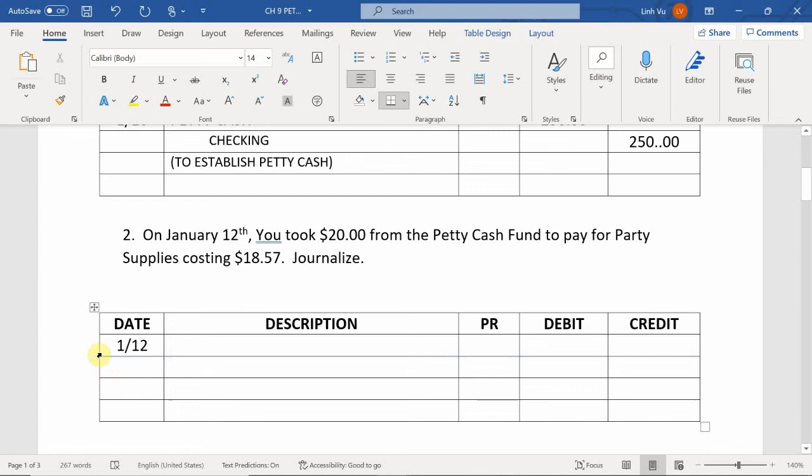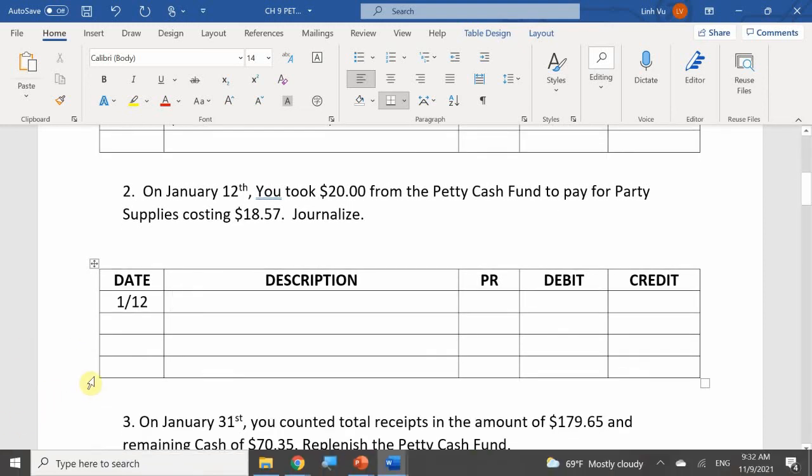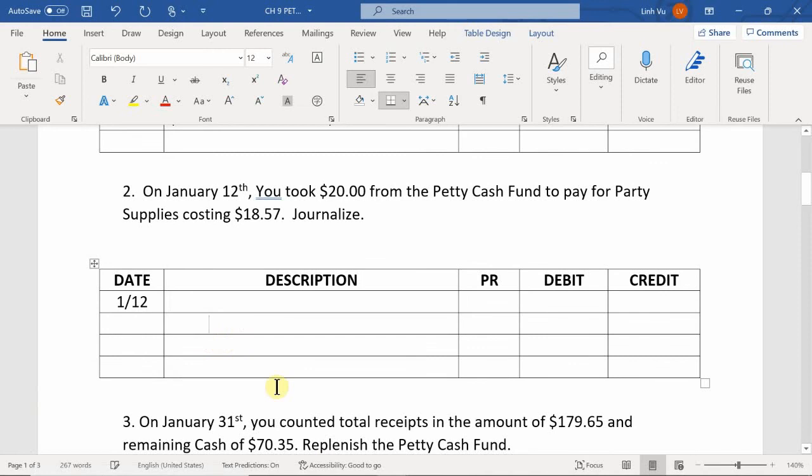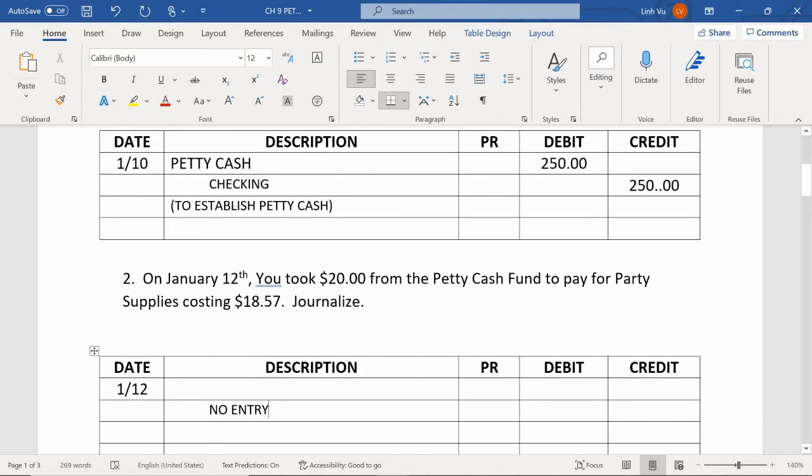Okay, so when do you recognize the transaction? You said at the end of the month, right? So in this case, it's only January 12th. Can we recognize this transaction? No. So then, therefore, no entry here. We haven't reached the end of the accounting period yet, or whenever the petty cash fund runs out of money. We're not at that point where we need to replenish it.